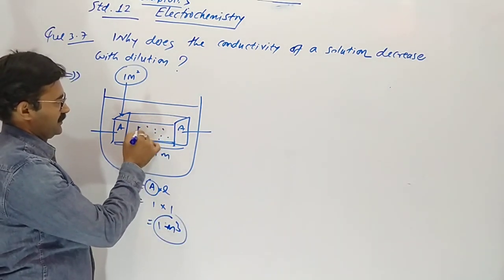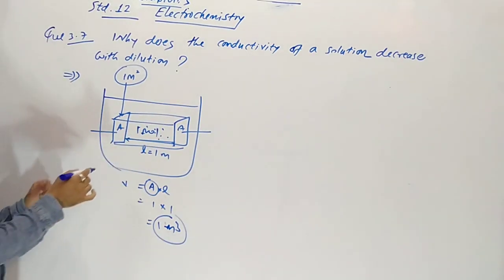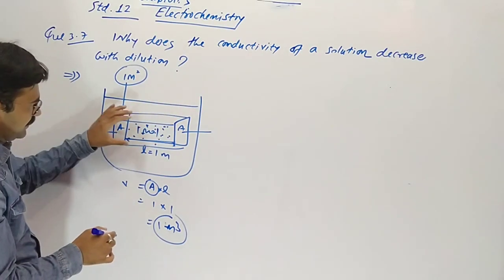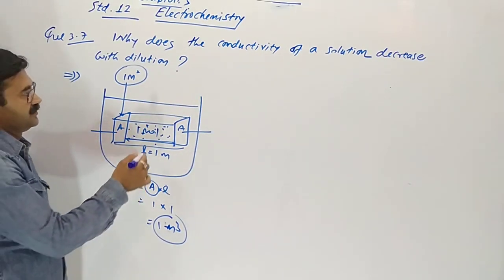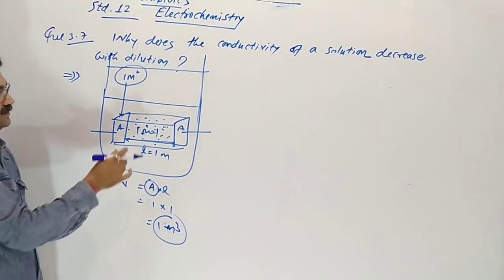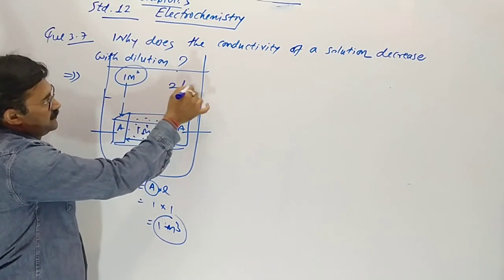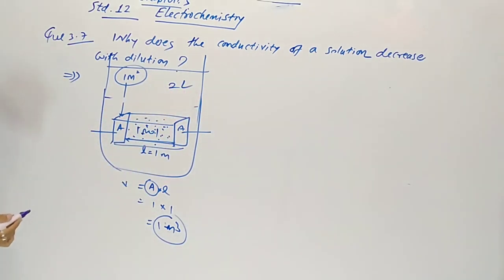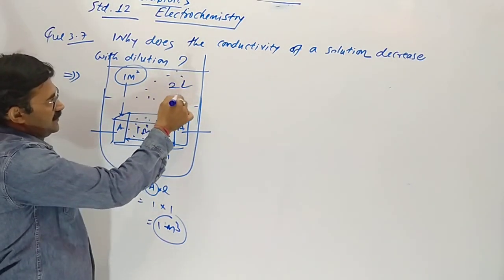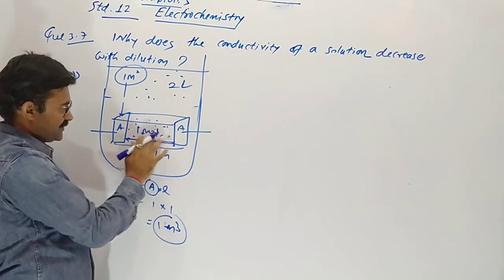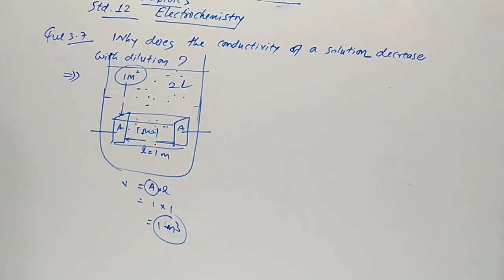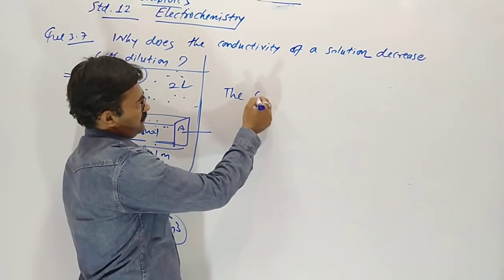Suppose the number of ions is 1 mole. So conductivity is high, because in this area the maximum number of ions are present. We are diluting our solution, so our volume became 2 liters. Before dilution it was 1 liter, now it became 2 liters. So the number of ions in this portion decreases, and so conductivity decreases.